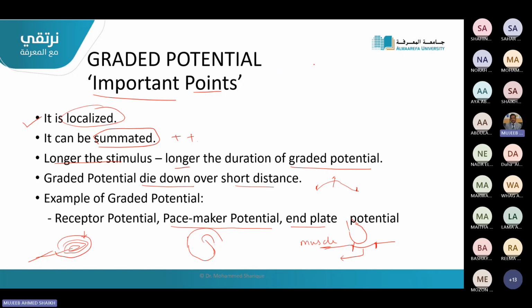So those who are asking me which slide is important, this slide is important because it is summarizing everything we have discussed in the previous slides.